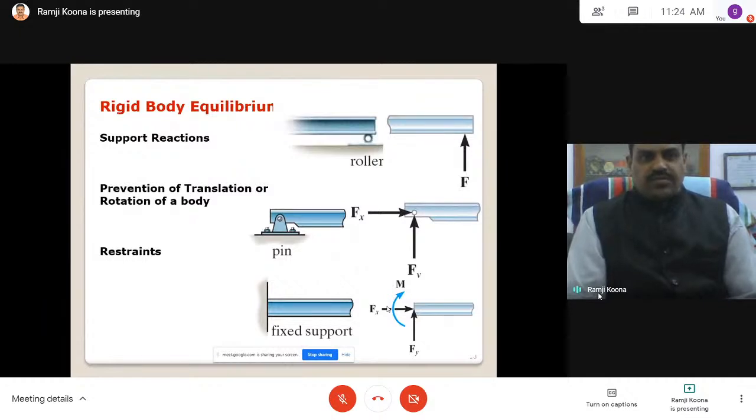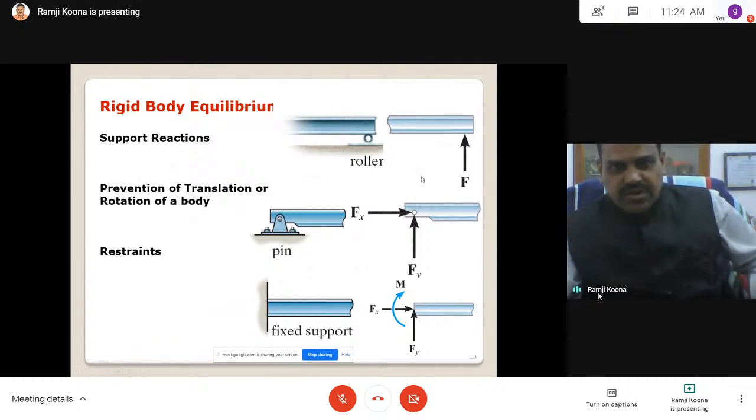Rigid body equilibrium. This we have already discussed, I think, in the second class. The support can be a roller support. Roller means it is rolling like this and translating. That means it is allowing 2 degrees of freedom, maximum 3 degrees of freedom, since it is 2-dimensional planar.